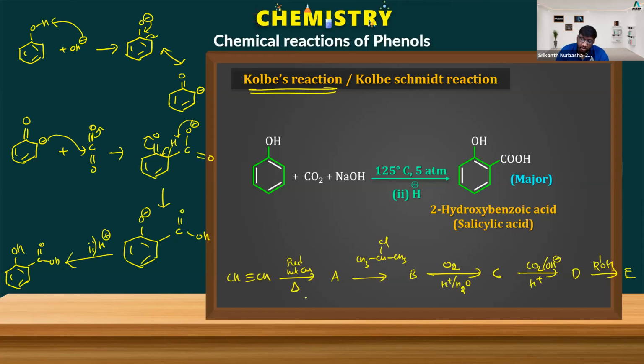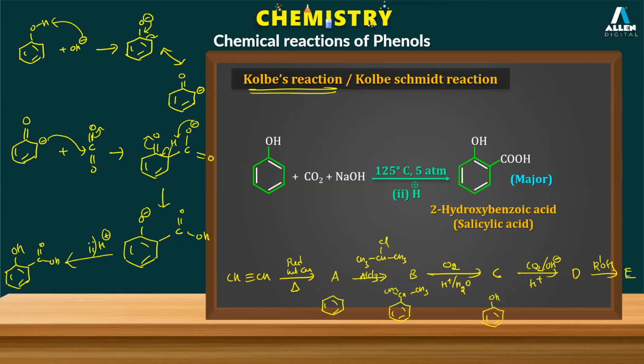So acetylene, passed through a red hot copper tube or red hot iron tube at a very high temperature, generates benzene. Benzene treated with CH3 CHCl CH3 in the presence of AlCl3 generates isopropyl benzene. Then isopropyl benzene upon treatment with O2 followed by acidic hydrolysis produces phenol. Phenol treated with carbon dioxide in basic medium and acidification produces salicylic acid.